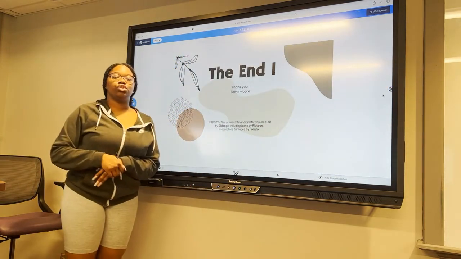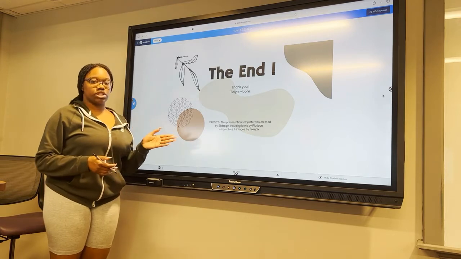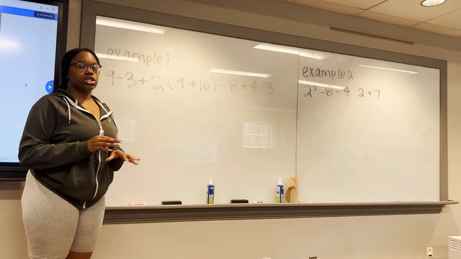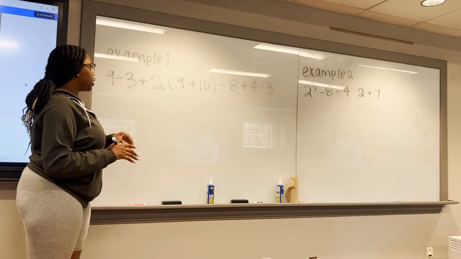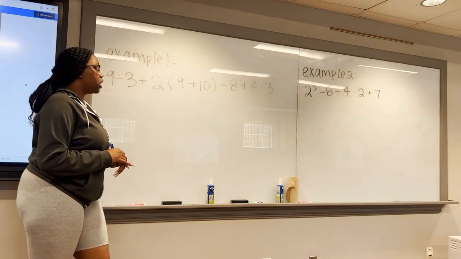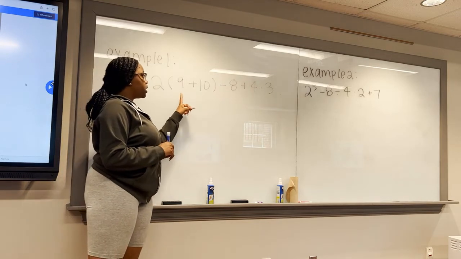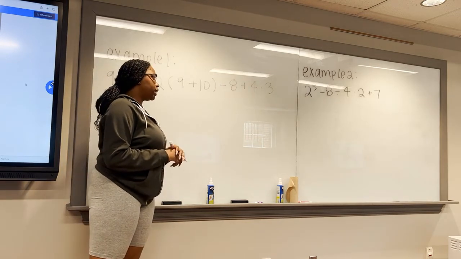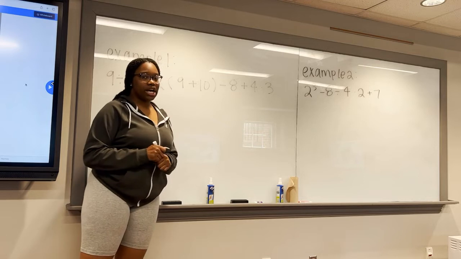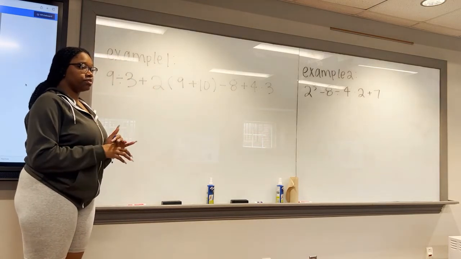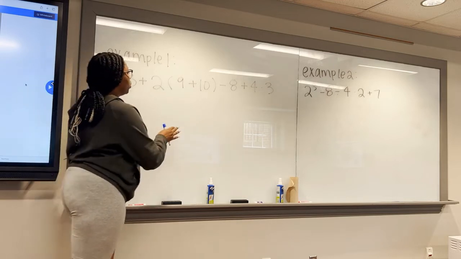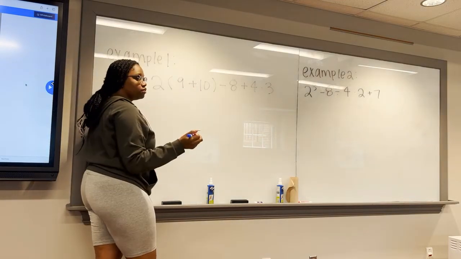And that will conclude our presentation. I want to start some example equations. 9 divided by 3 plus 2 times (9 plus 10) minus 8 plus 4 times 3. Where do we start first? Parentheses. What is 9 plus 10? 19.